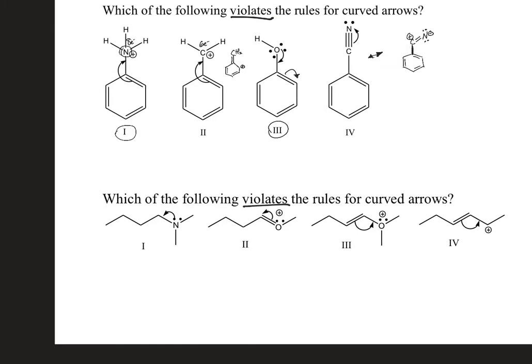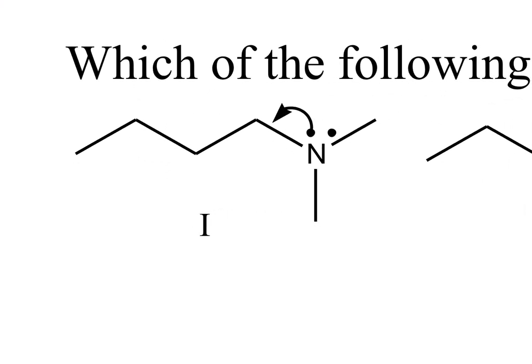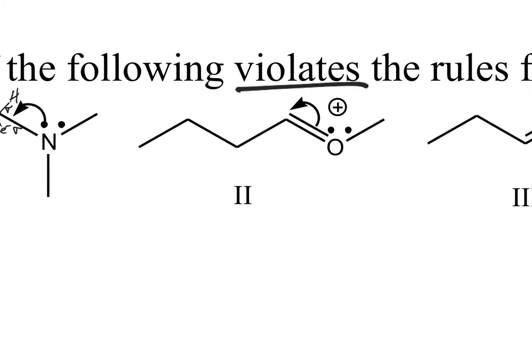Which of the following violates the rules? All right, that one violates because the carbon over here that the electrons are going to already has 8 electrons, and it has 4 sigma bonds, which is the other key thing. There's no pi electrons, there's no positive charge, so the electrons on the nitrogen just cannot go over there. So this one does violate the rules.